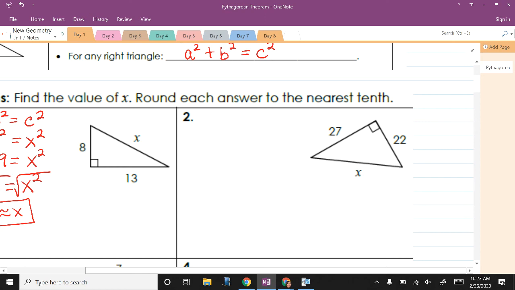Number 2. Are we finding a leg or a hypotenuse? This time we're finding a hypotenuse again. So 27 and 22 are my legs. So put them in for A and B. And X is the hypotenuse. Then our calculator can help us. What's 22 squared?